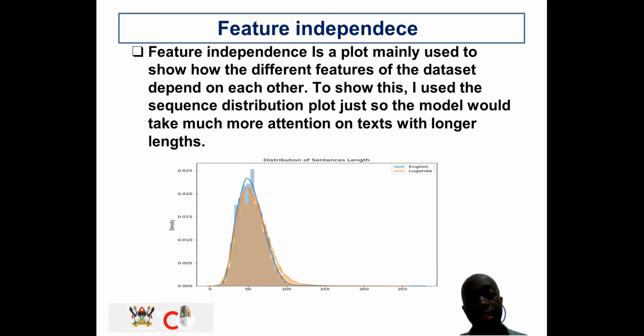So feature independence is a plot mainly used to show how the different features of the data set depend on each other. We use the sequence distribution plot to show that the model would pay much more attention to text with longer sequences. While training, the model is going to depend highly on those sentences, and as you can see here, we have a sentence that is very long.